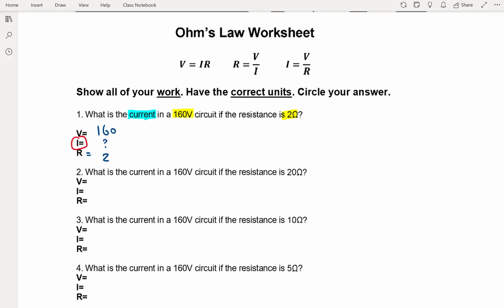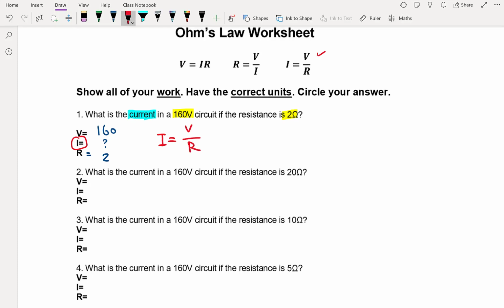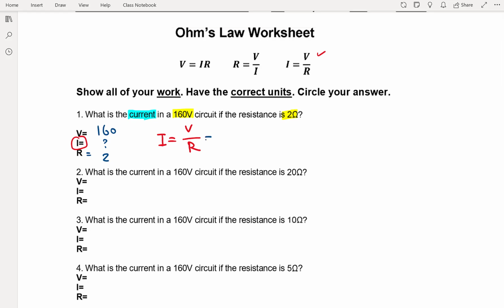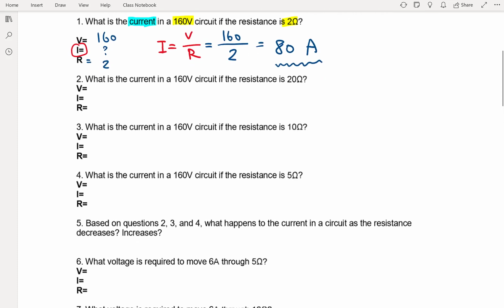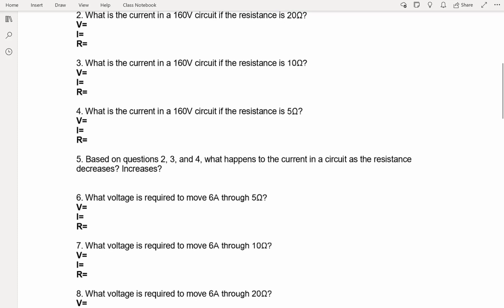So how do we write it? Check the formula: I equals V over R. Copy the formula first, and then you put the numbers in. So V is 160 and R is 2, and use your calculator, or you can probably do this one yourself already: 80. Now you need to include the unit. Show your work and have a correct unit. The unit for current is amp, so write capital A. Circle your answer. So this is question 1. I think you can do number 2, number 3, number 4 yourself.